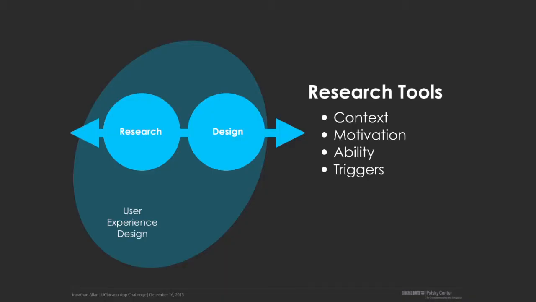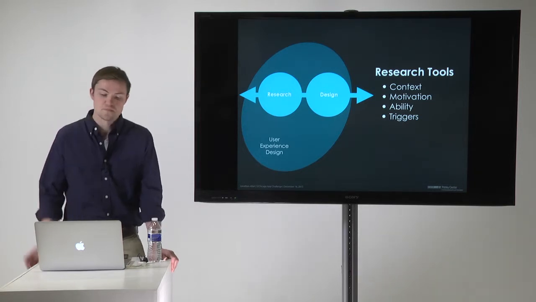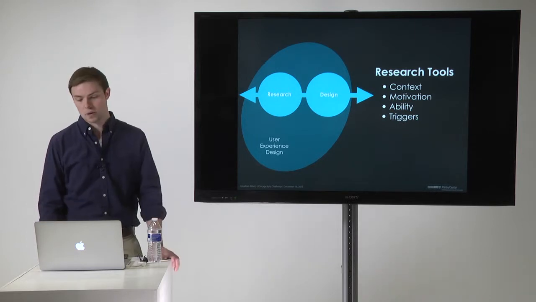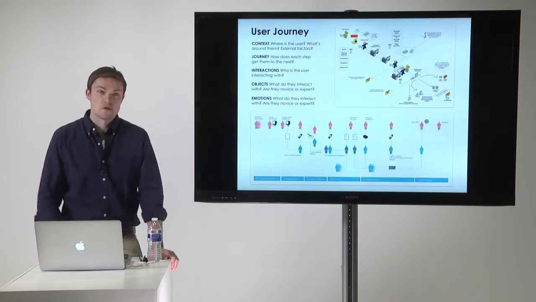The four points we're going to talk about are context, motivation, ability, and triggers, and how these all work together. There's a professor named B.J. Fogg out of Stanford who does a really great job of wrapping these all together and explaining how they work. So we'll get to that at the end. The first thing we'll talk about is context, and we'll put that in the frame of a user journey.